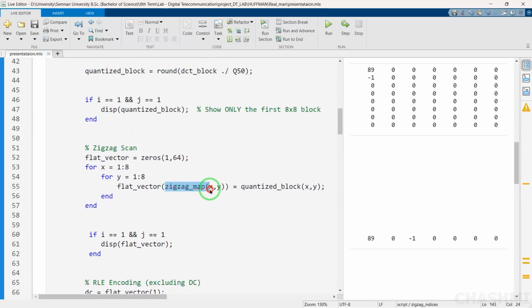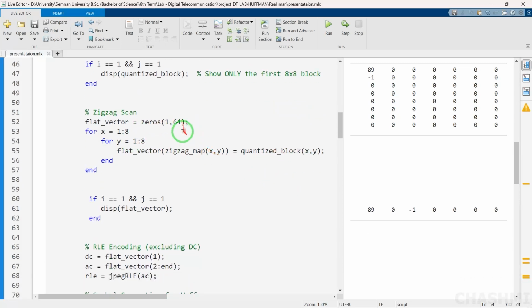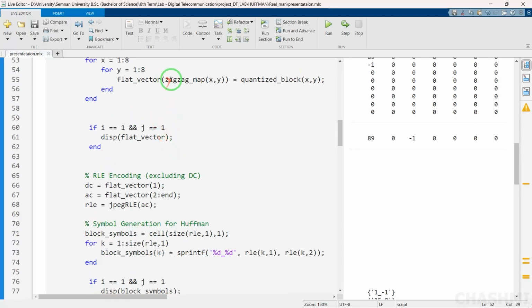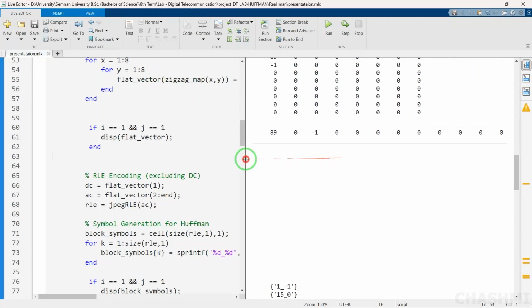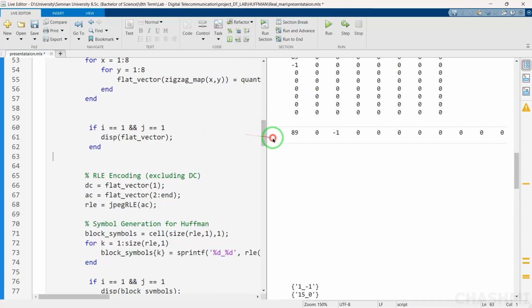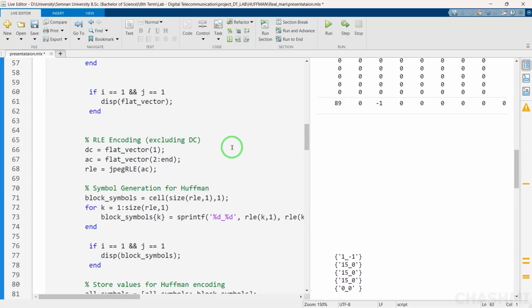So we have the zigzag map and we pick these 8 by 8 blocks and convert them to 64. Here you go, it's just 1 to 64. The flat vector is 1 to 64, as you can see here as well. Alright, let's go to the next step, RL encoding.